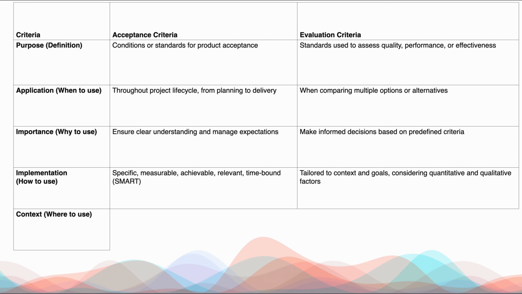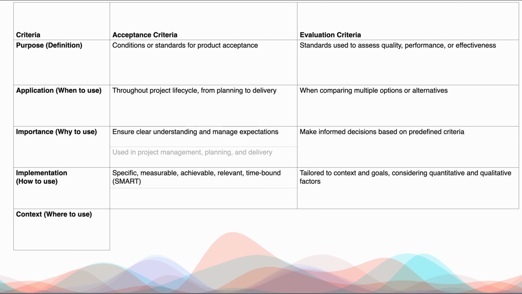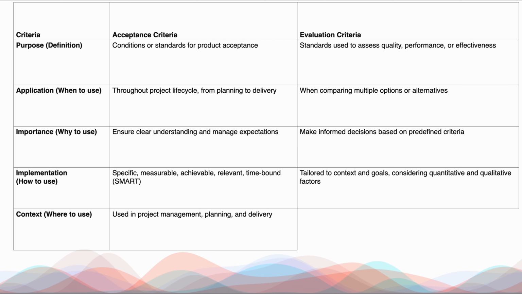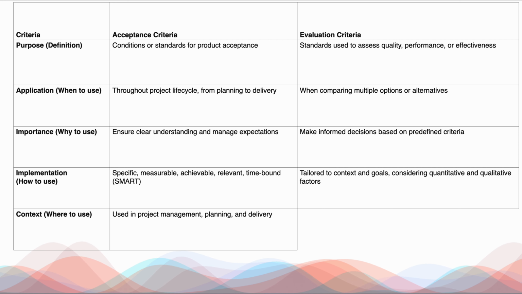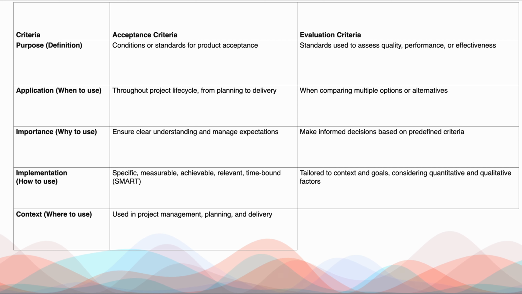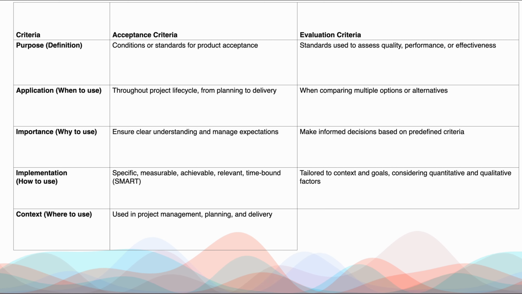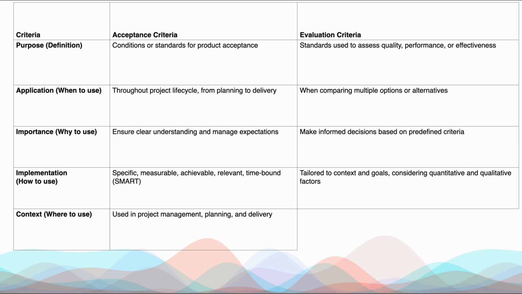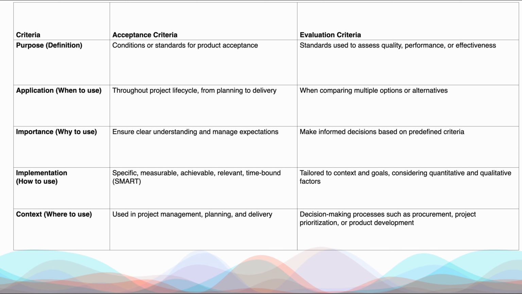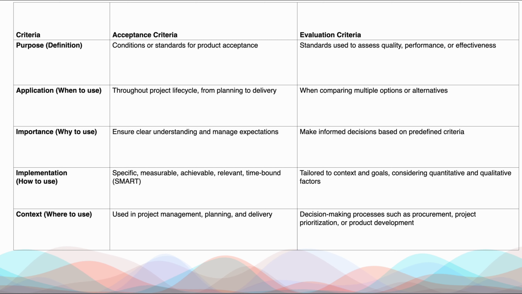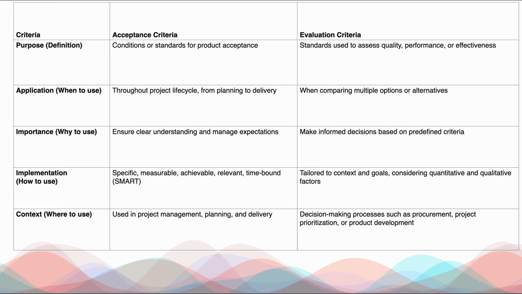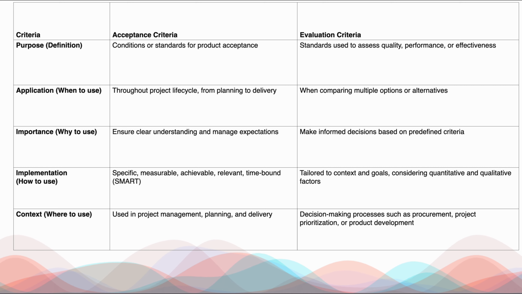Next, where to use. Okay, we know when to use it during the life cycle, but within that, where to use it. It is used in project management, planning, and delivery. Definitely, it is used at all levels from planning to delivery. But every time you want to assess or know the condition or standard of a product before rolling it out to accept that product, we use acceptance criteria. Evaluation criteria is used in decision-making processes such as procurement, project prioritization, or product development.